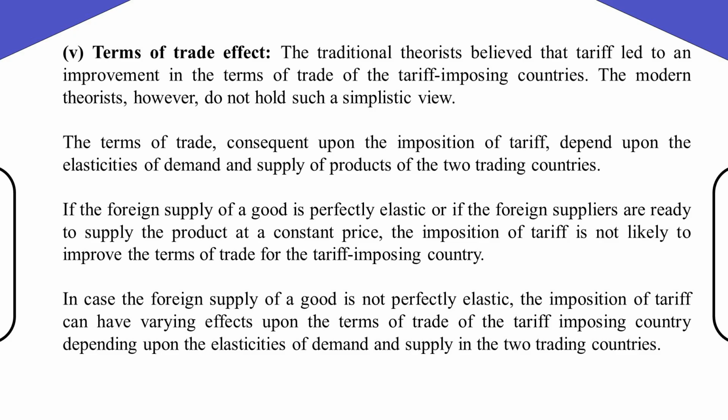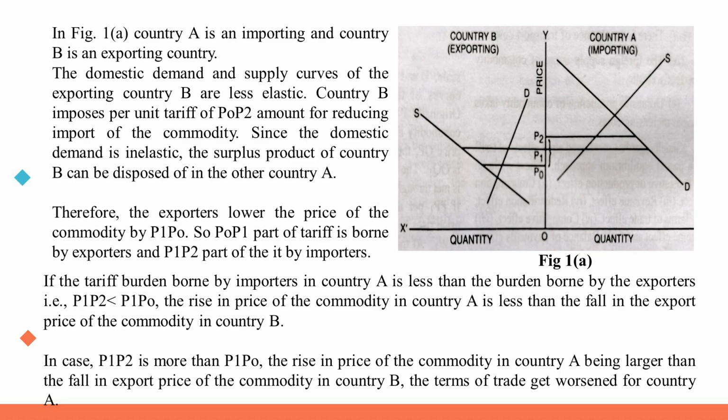If the foreign supply of a good is perfectly elastic, or if the foreign suppliers are ready to supply the product at a constant price, the imposition of tariff is not likely to improve the terms of trade for the tariff imposing country. In case the foreign supply of a good is not perfectly elastic, the imposition of tariff can have varying effects upon the terms of trade of the tariff imposing country depending upon the elasticities of demand and supply in the two trading countries. It has been explained through the following figure. In figure 1a, country A is an importing country and country B is an exporting country.